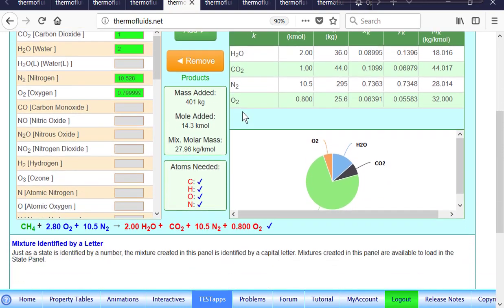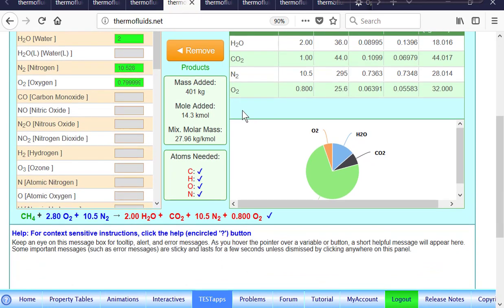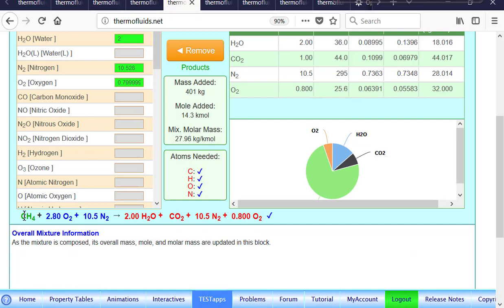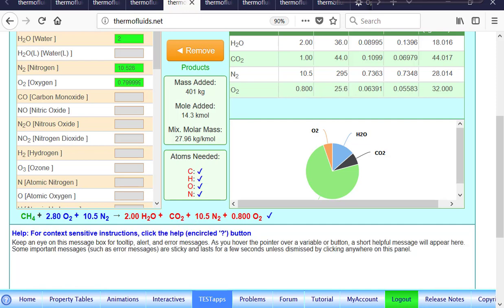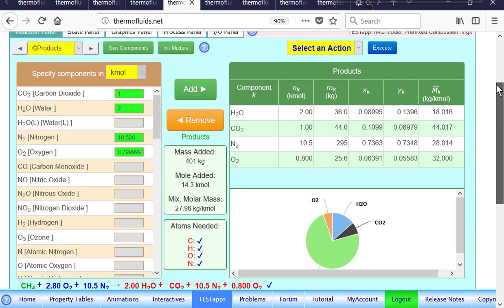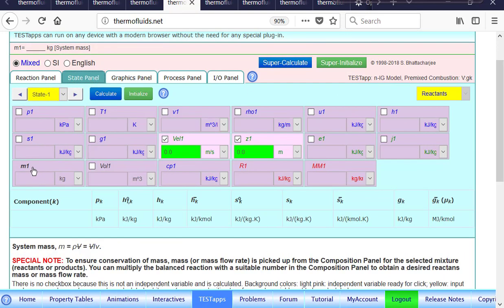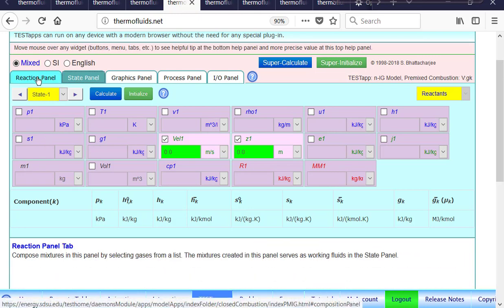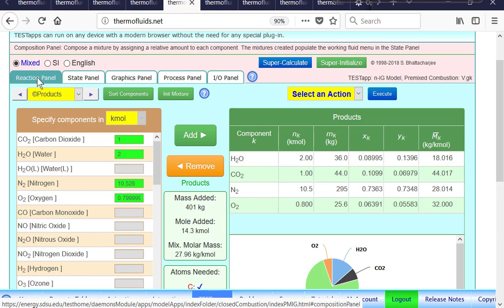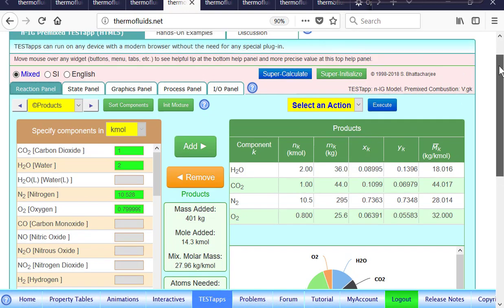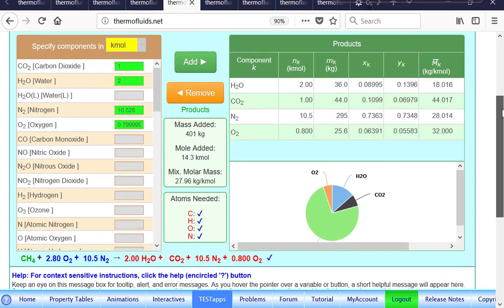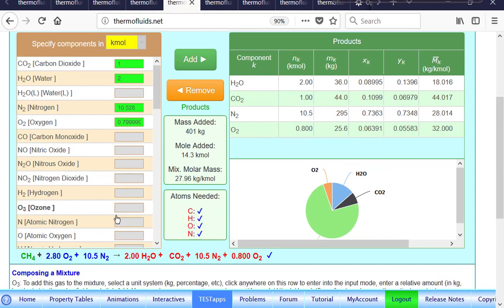Now, obviously, in this case there are about 401 kg of reactants, and of course, at the end of the reaction, there'll be 401 kg of products. But suppose the problem says we have only, let's say, 10 kg of the reactants in a chamber. In that case, you cannot specify that in the state panel. You'll notice that for mass there is no checkbox there, so we cannot individually specify mass. It's to make sure that the mass balance is respected.